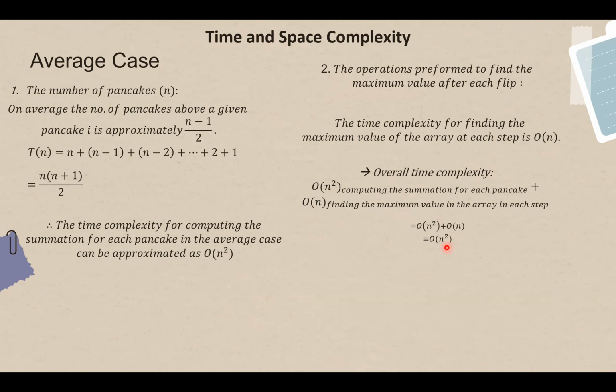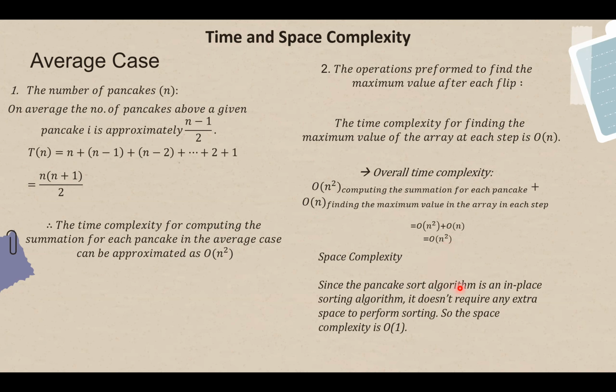And coming to the space complexity, since the pancake sort algorithm is an in-place sorting algorithm, it doesn't require any extra space. So the space complexity is big O of 1.